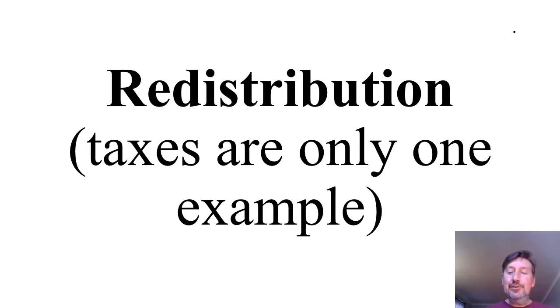Redistribution is where goods or money are collected into a central fund by a central authority to be reallocated within the group. Taxes are one obvious example of redistribution, but taxes are not the only example of redistribution. We can also find redistribution in hunter-gatherer societies and in systems of exchange like the potlatch.